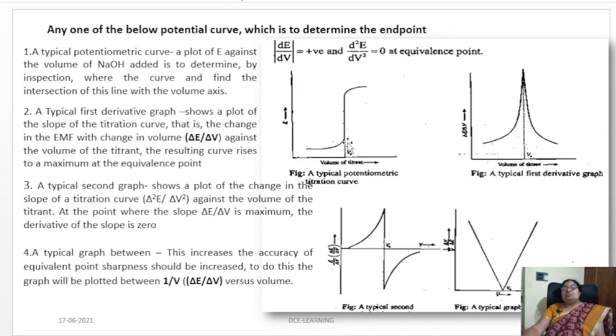So here, from the common potentiometer, a typical graph is drawn. Between them, you increase the accuracy of the equivalence point sharpness. That's all. Whichever graph is used, it can be utilized for the determination of the end point or neutralization point.